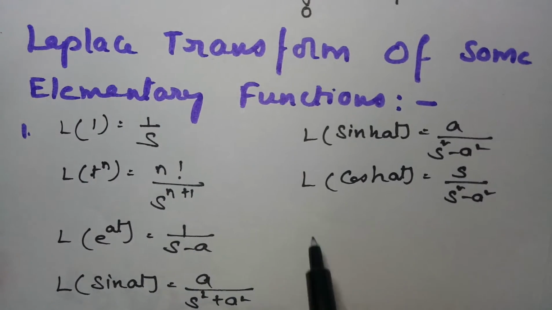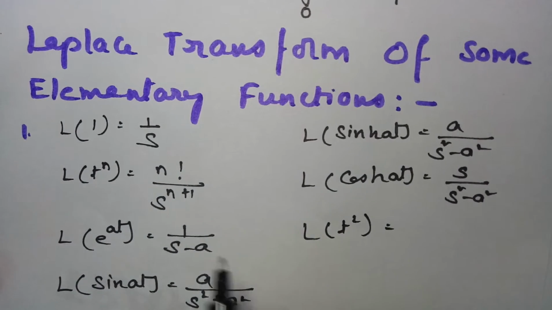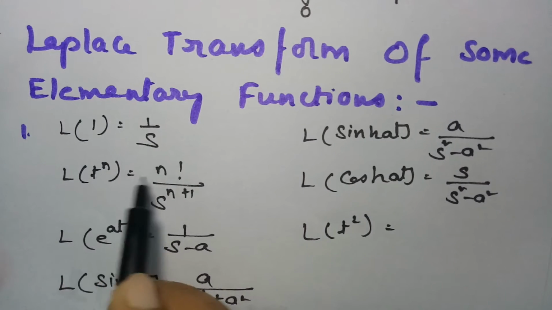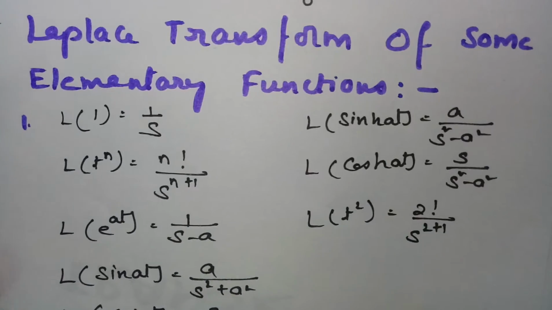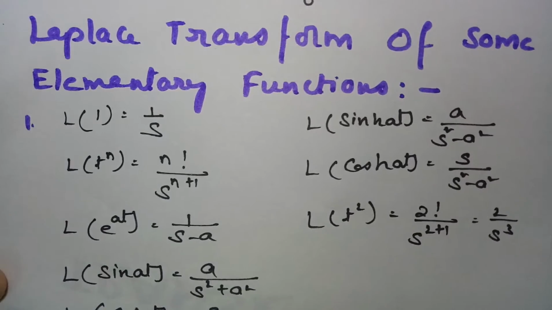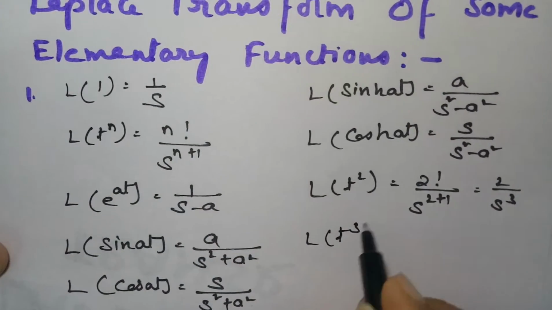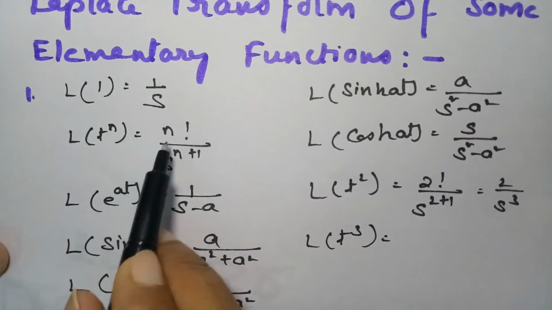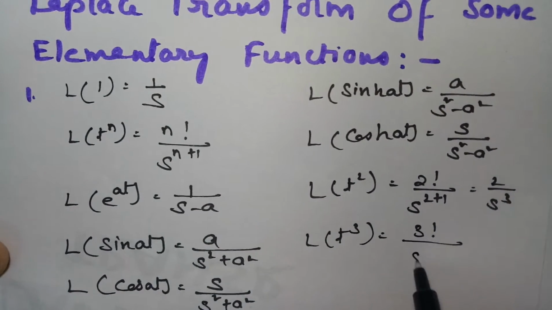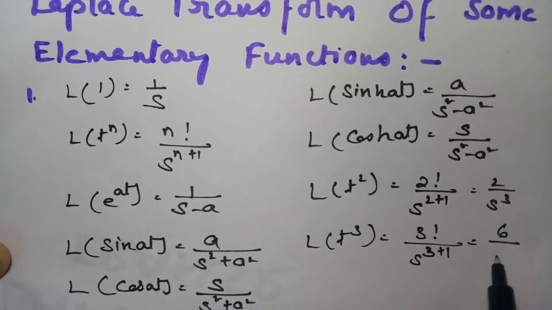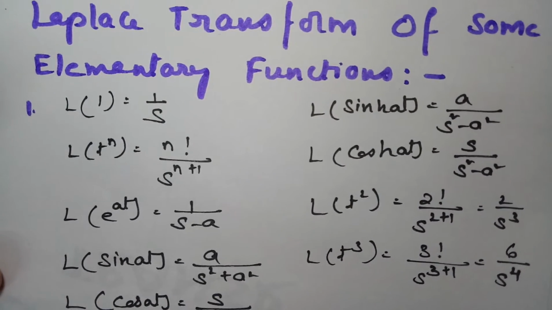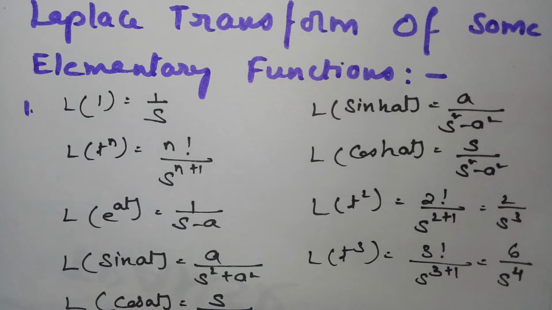And further, Laplace transformation of t square is equal to, if I keep n equal to 2, I'll get t square. So it will be 2 factorial by s power 2 plus 1, which is equal to 2 by s cube. And for t cube, if I keep n equal to 3, the formula is 3 factorial by s power 3 plus 1. What is 3 factorial? 1 into 2 into 3, which is nothing but 6 by s power 4. These are all the basic elementary functions, the most important functions which we have to remember. Depending upon this formula, we'll solve so many problems.